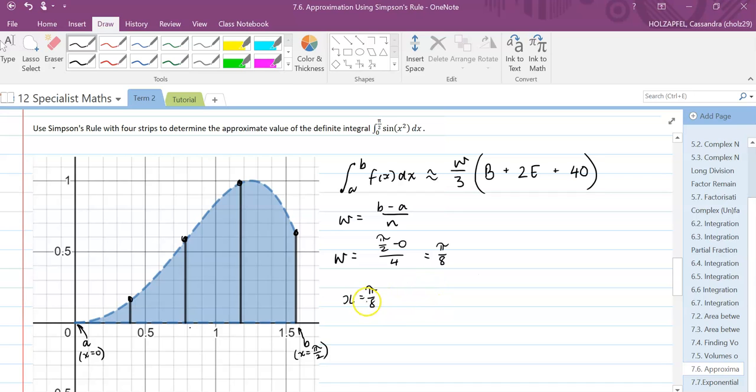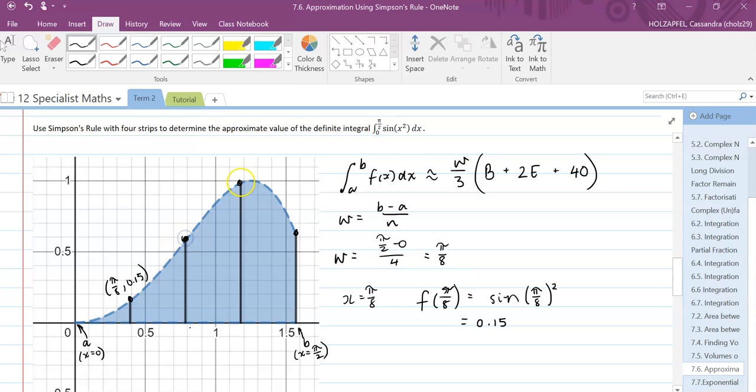Okay, so let's find this first value. So x is equal to pi on 8. So we're going to substitute that into our function, and we're going to get a value for our function. So sine of pi on 8 squared. So let's put that into our calculator. I'm just going to round to 2 decimal places for these ones, and this one doesn't have an exact value. So this point here is going to be at pi on 8 and 0.15.